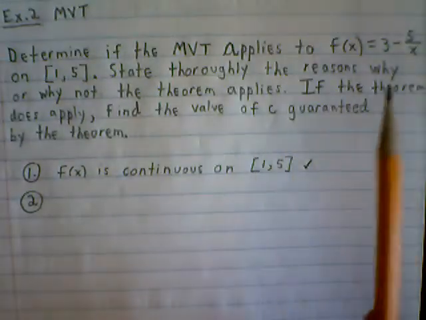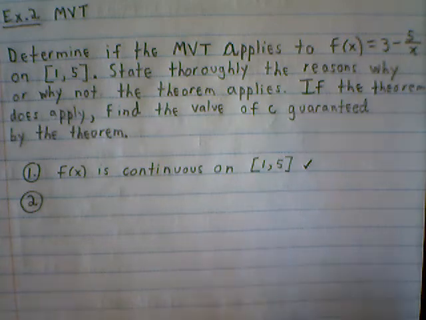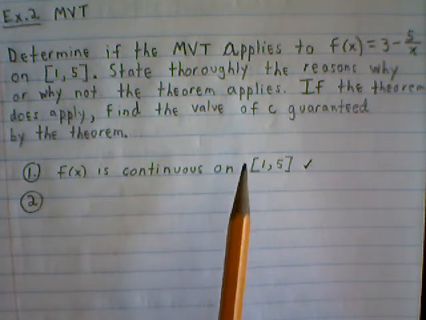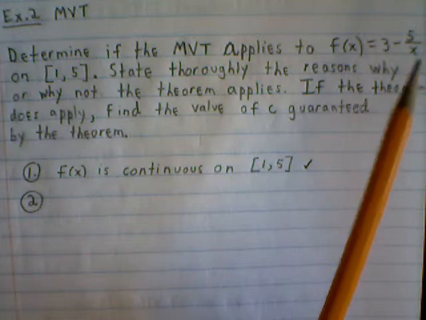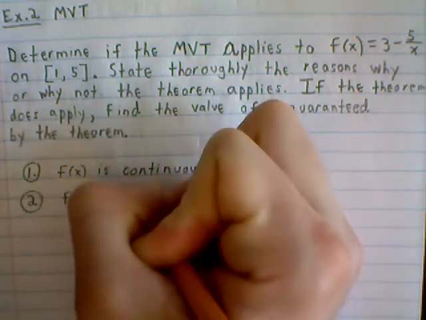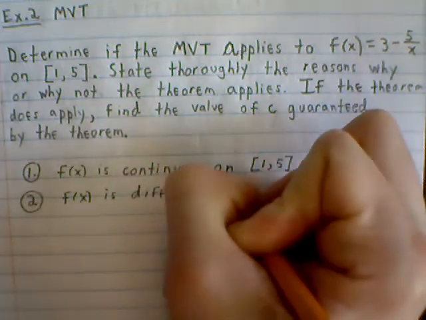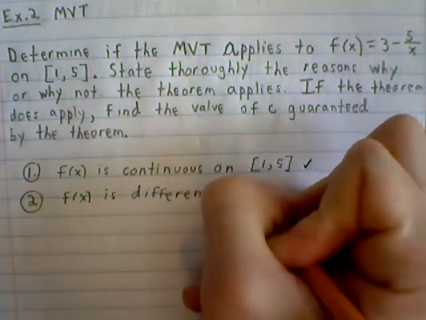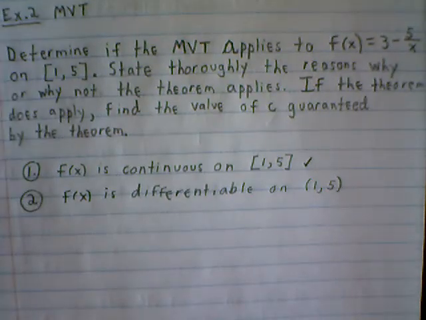Second piece of criteria. Is f of x differentiable? Yeah, if I look at this, I can take the derivative here. There's not going to be any sharp turns, cusps, or discontinuities between 1 and 5. Yeah, there's a discontinuity at 0, but 0 is not between 1 and 5, so f of x is differentiable on 1, 5. All right, so it's differentiable between 1 and 5.